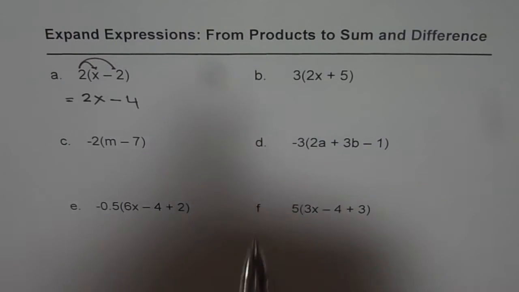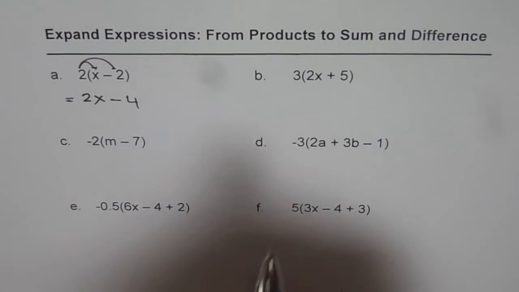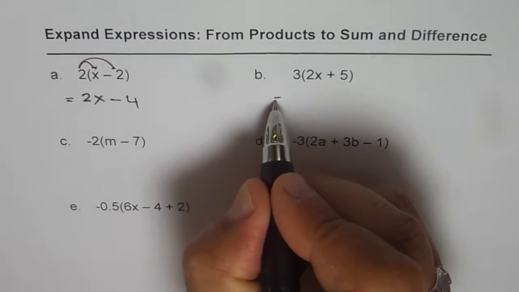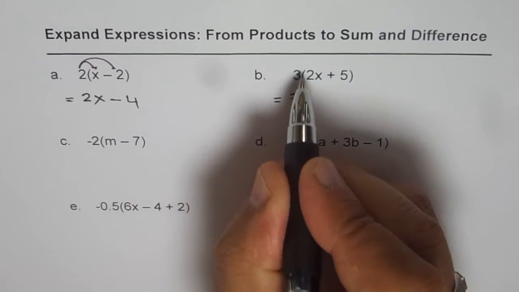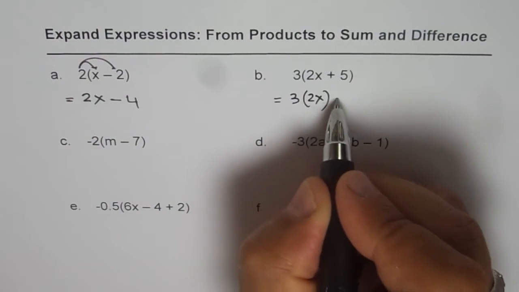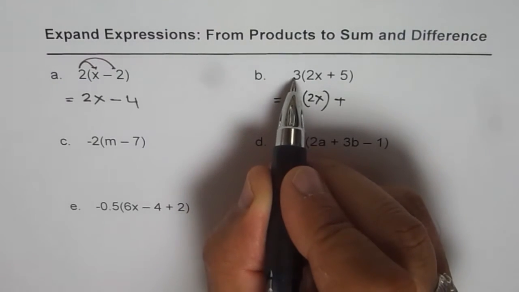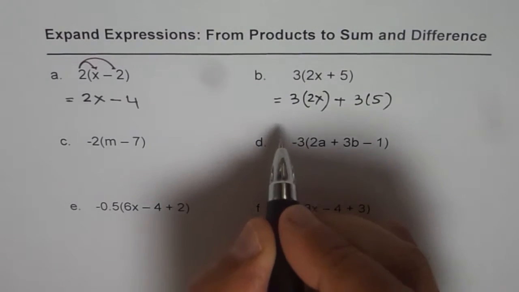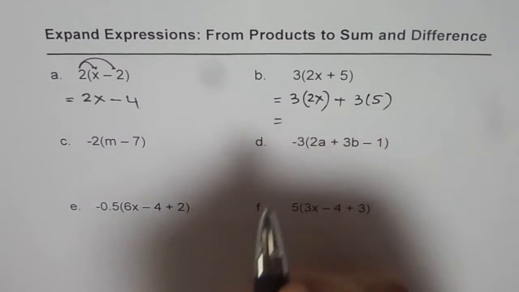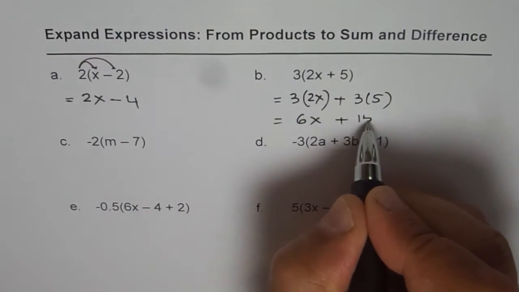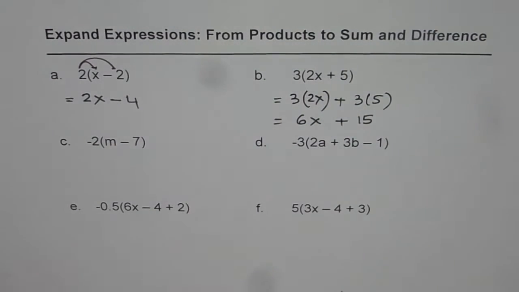Let's do the next one, which is 3 times 2x plus 5. That means we'll multiply 3 by 2x. Let me write this in 2 steps. First step is multiply 3 by 2x and then by 5, so 3 times 5 with a plus in between. 3 times 2 is 6, and the variable is x, 6x, plus 3 times 5 is 15. So we get 6x plus 15 as our solution.